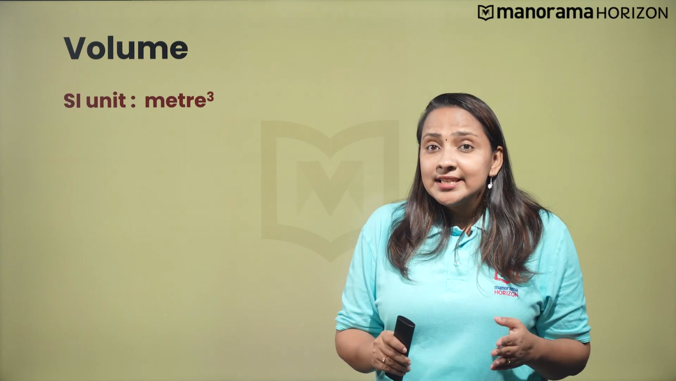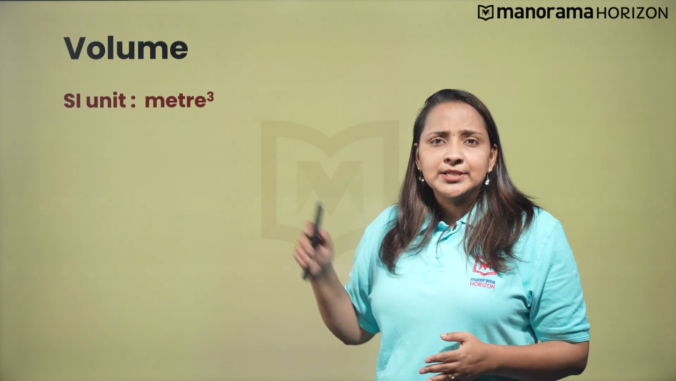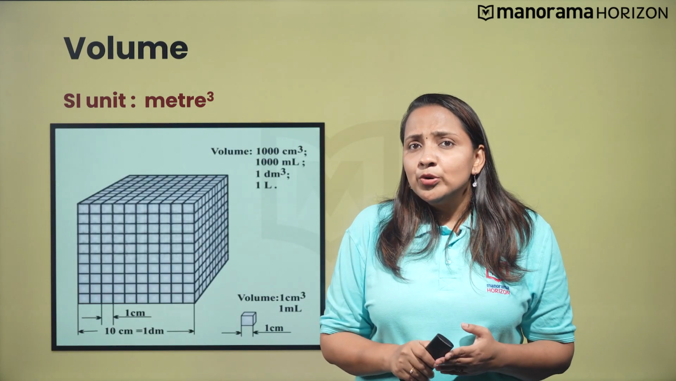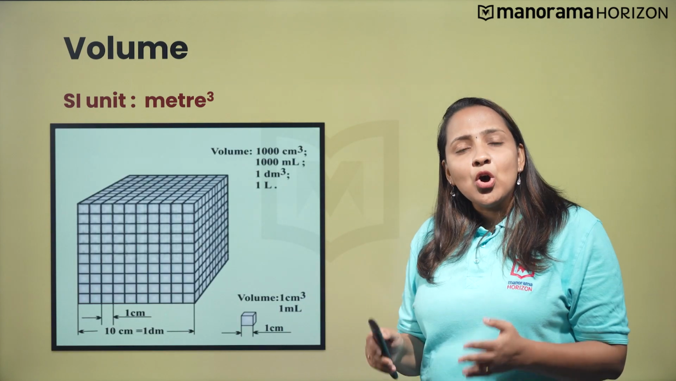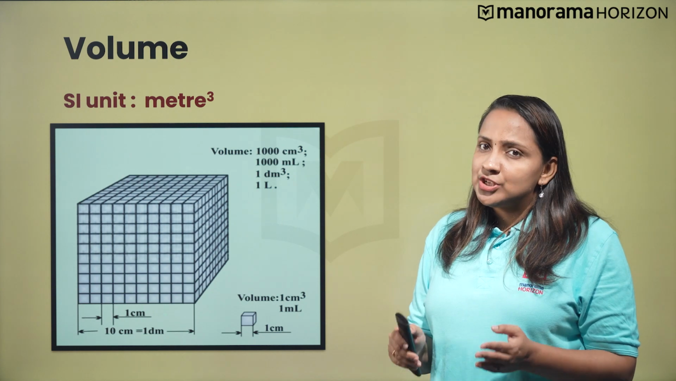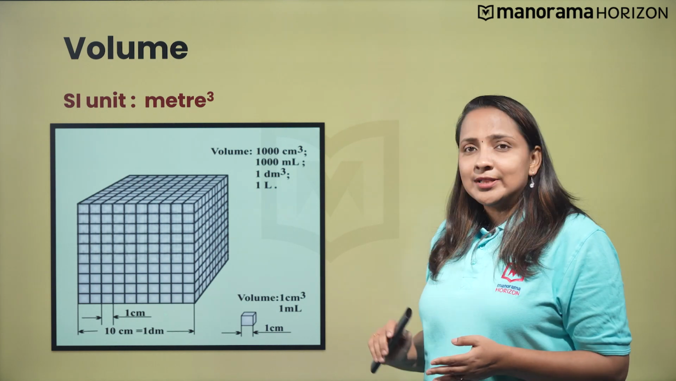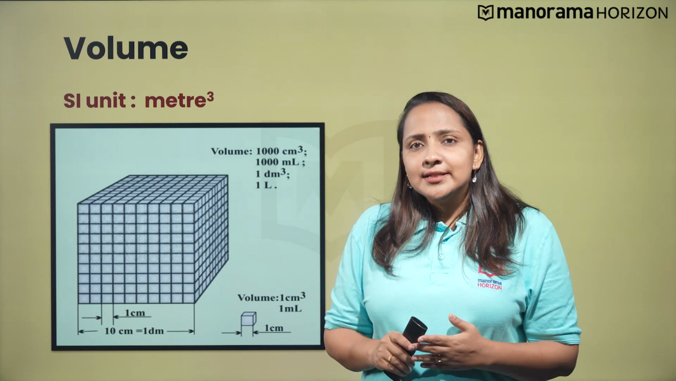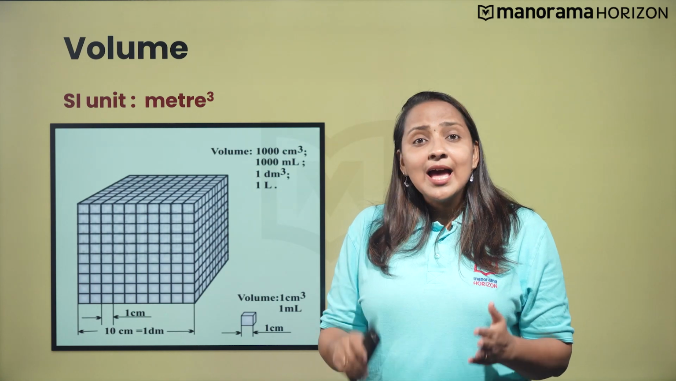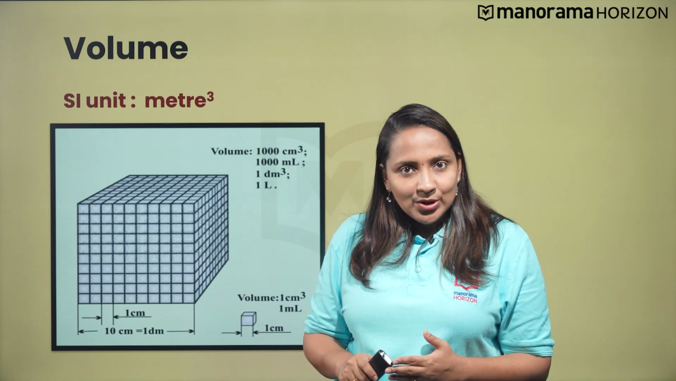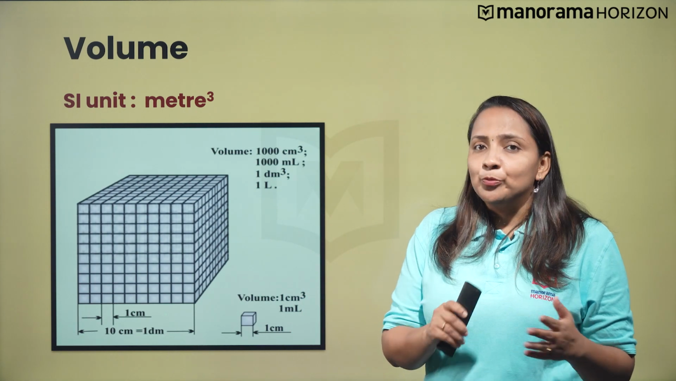Next is volume, which is the amount of space occupied by the substance. The SI unit is cubic meter. A common unit, liter, which is not an SI unit, is used for measurement of volume of liquids. Here, 1 liter is equal to 1000 milliliter and 1000 cubic centimeter is equal to 1 decimeter cube.